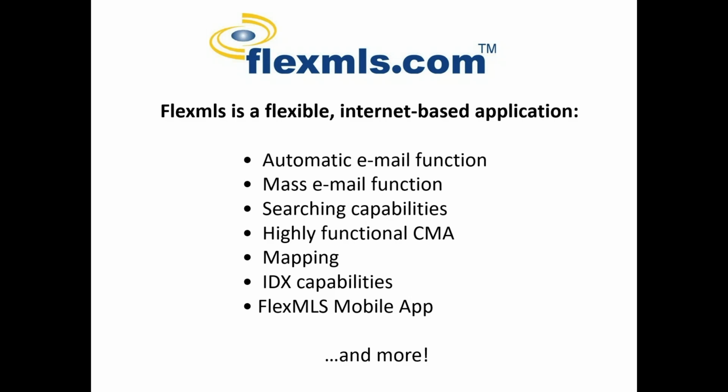Some of the other functions that we have is an automatic email function. So you can do a search and save that search and say, anytime a property that matches these criteria comes on the market, notify me and my client. And you can have it do that for you. So it'll just automatically send you an email and your client saying, new listing at 123 Main Street matches the number of bedrooms, baths, the pool, whatever it is that you're looking for. And so you can get out there right away and see that property.